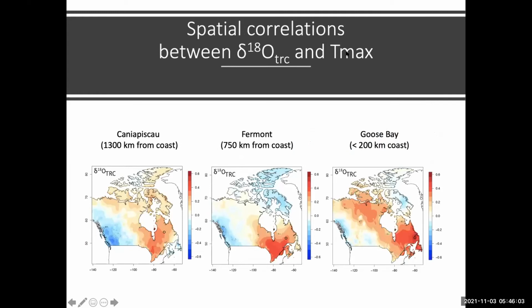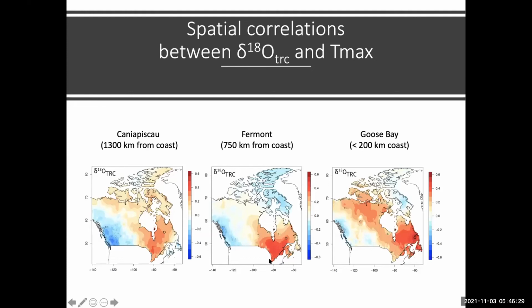So when you look at the spatial correlation of the delta O18 in tree ring cellulose series and the relationship with maximum temperature, what you do is that you take each of the sites and make a correlation with maximum temperature all across Canada. So what you see is that Kanievsko and Fairmount are both connected to, I would say, western air masses or southwest air masses. Look at Fairmount. It's pretty striking here.